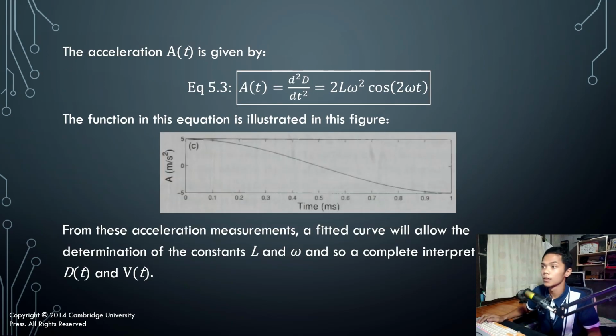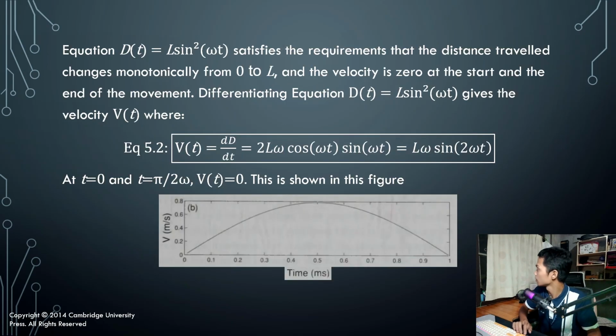The acceleration a(t) is given by the equation I showed you earlier. The equation d(t) equals L sine squared omega t satisfies the requirement that the distance traveled changes monotonically from 0 to L, and the velocity is 0 at the start and at the end of the movement. Like I mentioned earlier, velocity is going to be 0 at the start position and the end position, say, for example, when you're swinging a baseball bat.